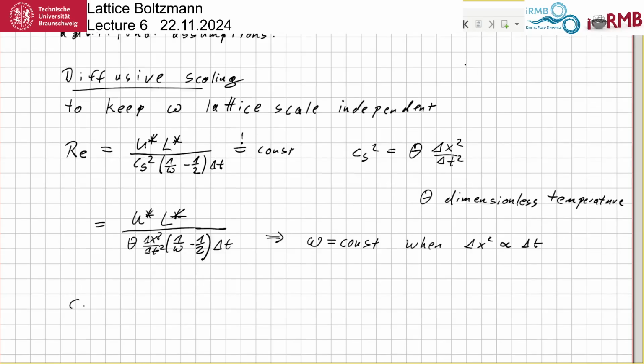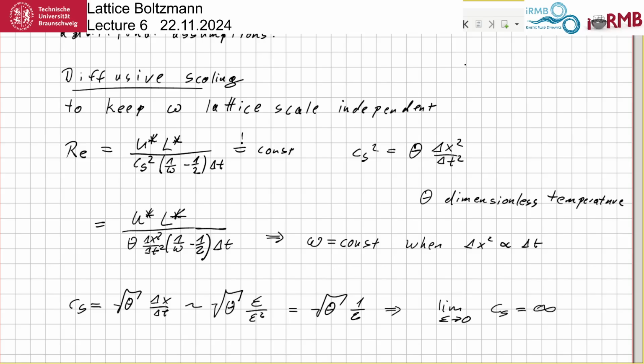So we have CS. CS is, of course, now the square root of the temperature, times delta x by delta t. If we plug in our scaling, theta, epsilon by epsilon square, which is, of course, root 1 over epsilon, this means that when epsilon, remember epsilon is going to be small, we want to have convergence. If epsilon is going to 0, this means that the speed of sound goes to infinity in this limit.